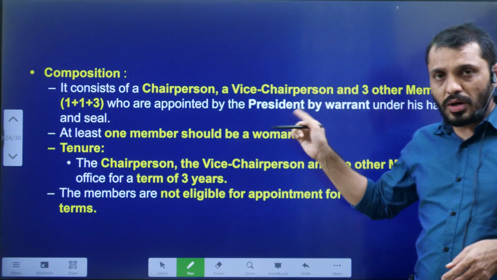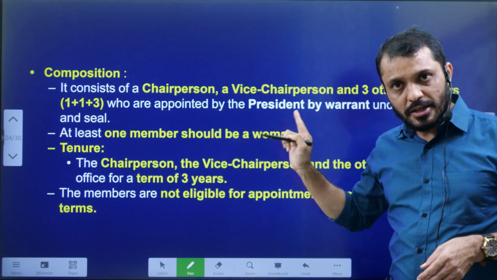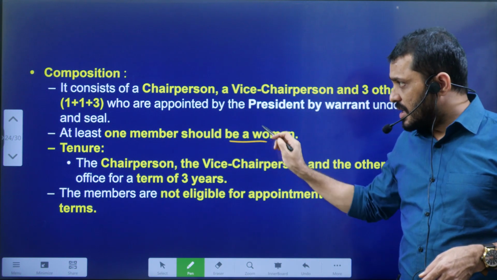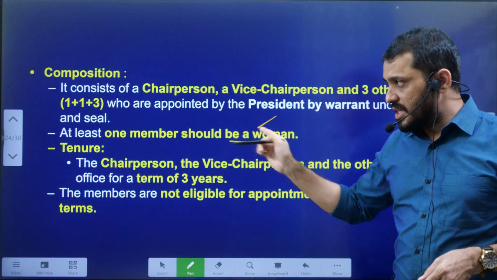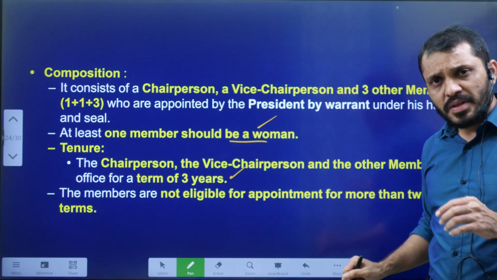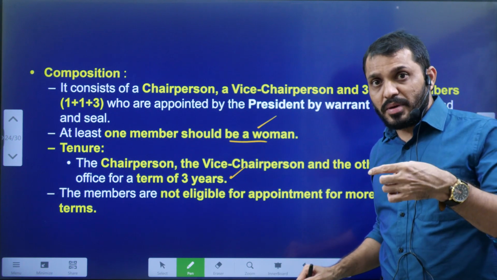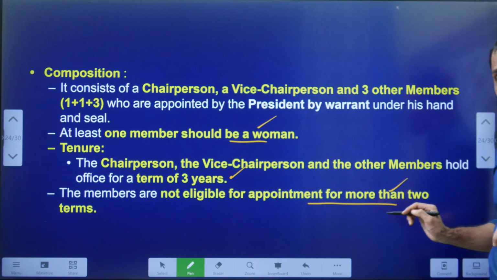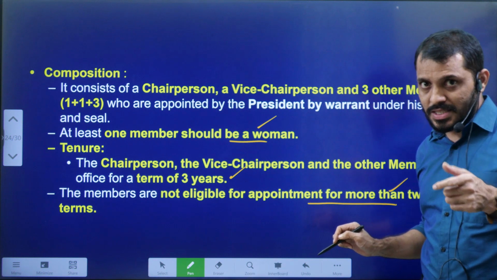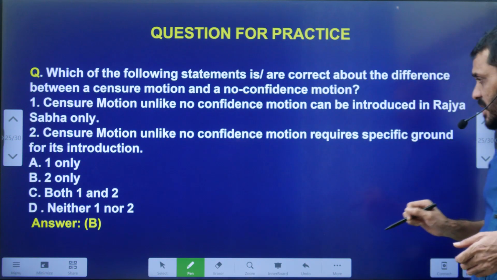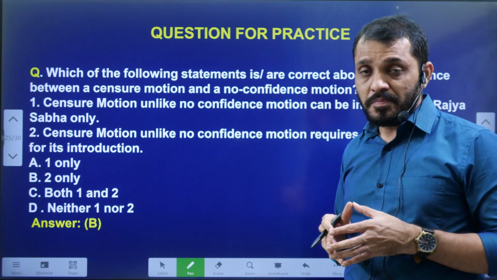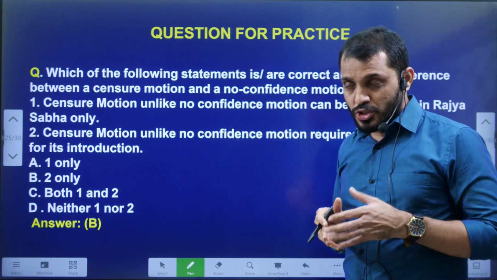Now we will see the composition. It consists of a chairman, vice chairman plus 3 other members, and at least one member should be a woman. The tenure is 3 years. A person can be a member of the National Commission for ST twice. That means two times; they cannot be appointed more than twice. Same like the American president, where a person cannot be president more than 2 times.